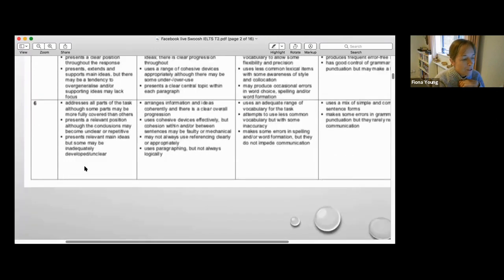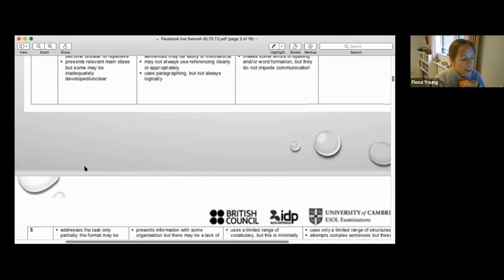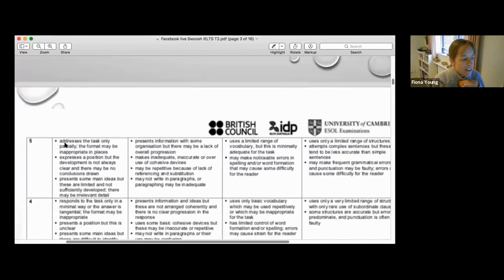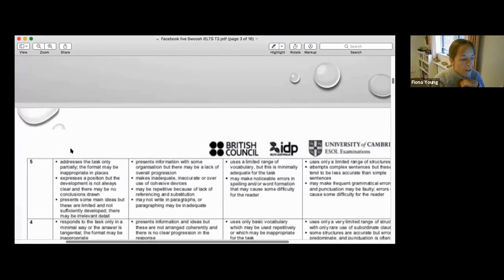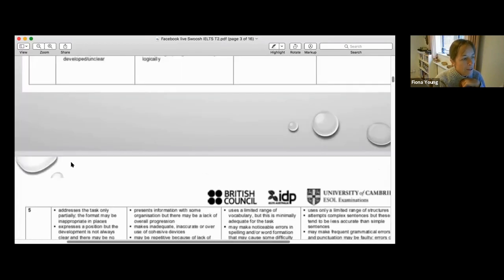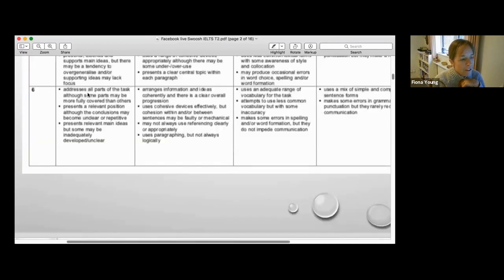Go down to a 5, and addresses the task only partially. So maybe you have to discuss both sides and you only discussed one side. So you have to be really careful. We're going to look at a strategy for doing that in a minute. And again, 5 says expresses a position, but the development is not always clear, and there may be no conclusions. Okay, so that's really what we need to do for task achievement.